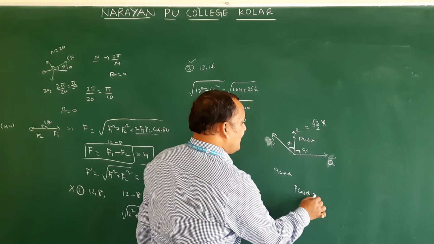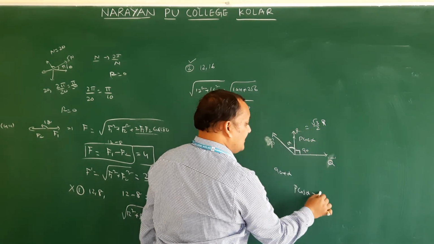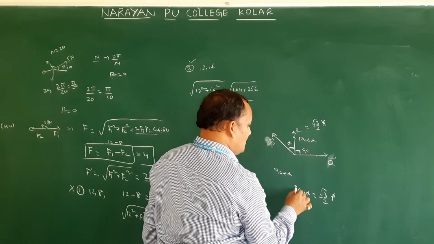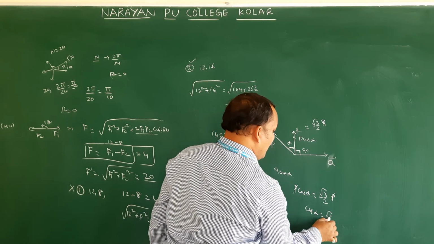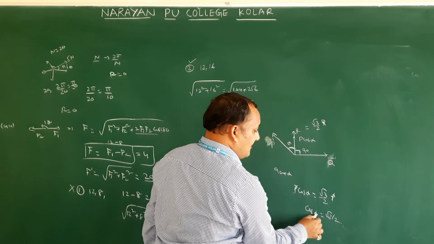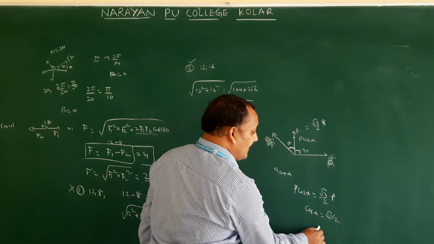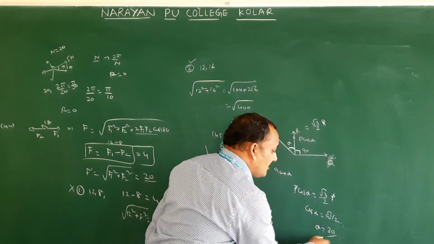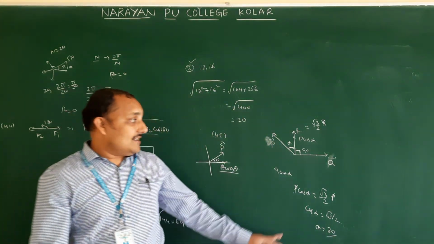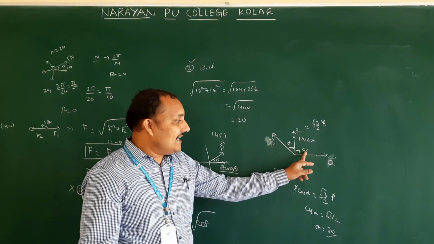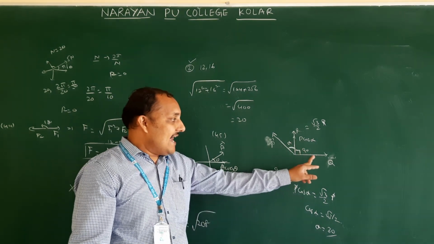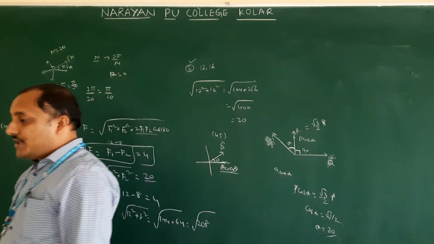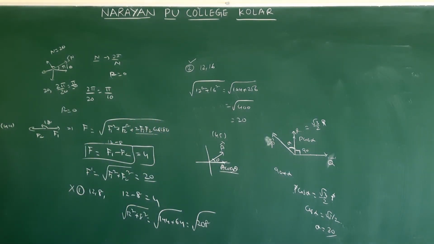Now p cos alpha equals the resultant, root 3 by 2 p. Then cos alpha equals root 3 by 2, so what is the angle? Cos 60 is 1 by 2, cos 30 is root 3 by 2. Therefore alpha is 30 degrees. Alpha is 30 means 90 plus 30, so the angle between q bar and p bar is 120 degrees. So that is 45. Option 1 is the correct answer.